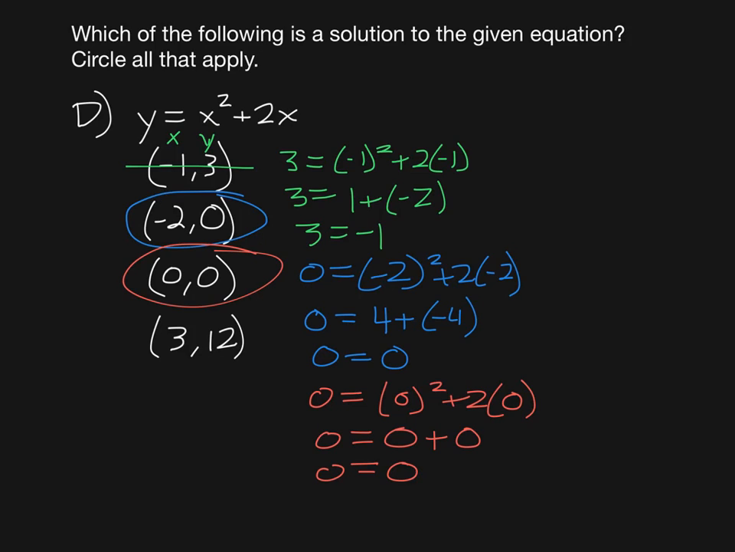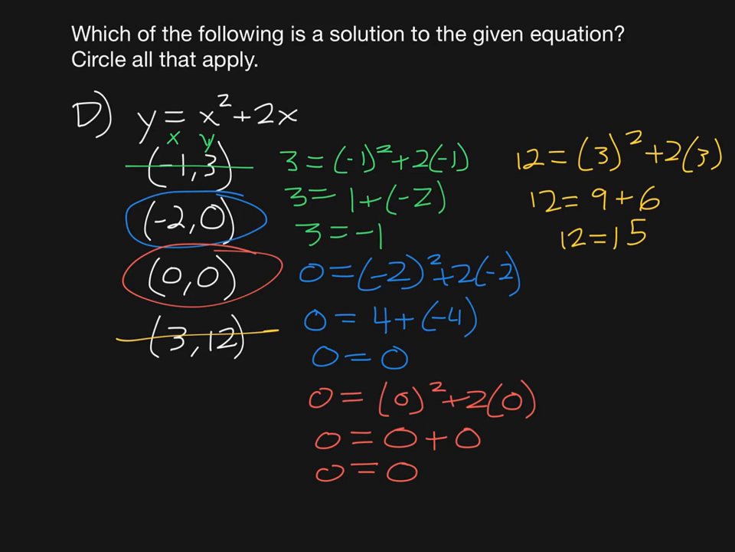(3, 12). 12 is my y. 3 is my x. Now I have 12 equals 3 squared is 9, plus 2 times 3 is 6. So this gives me 12 equals 15. Not a true equation, so this is not a solution. So in this problem, we only have 2 solutions.